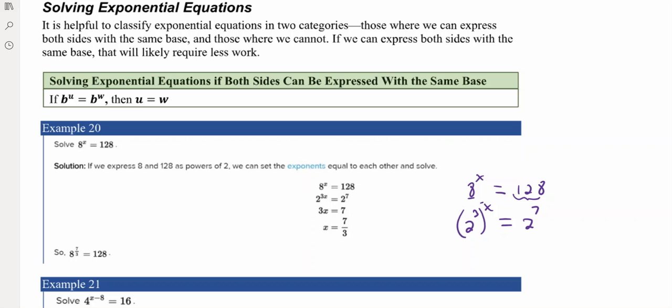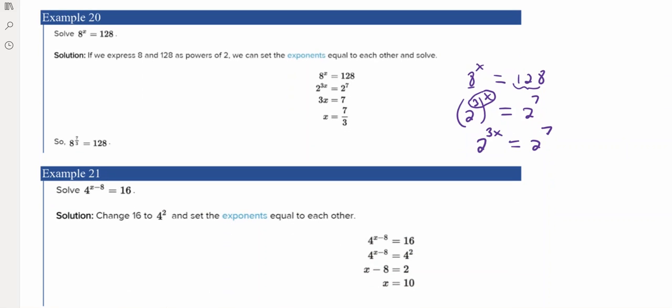Now, remember if you have a power to a power, you multiply. So this would really be 2 to the power of 3x, and that's equal to 2 to the power of 7. So now that I have the same bases, I can just set the exponents equal to each other. Therefore, 3x is equal to 7. And then all we have to do is divide by 3. Divide by 3. So x is equal to 7 over 3.